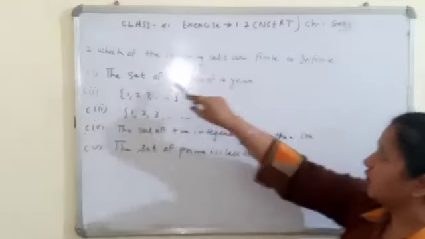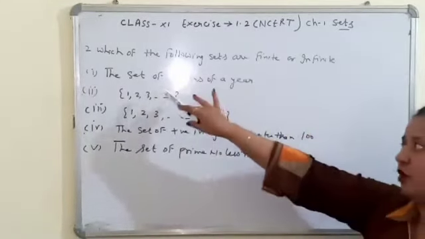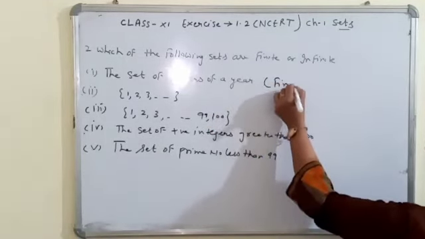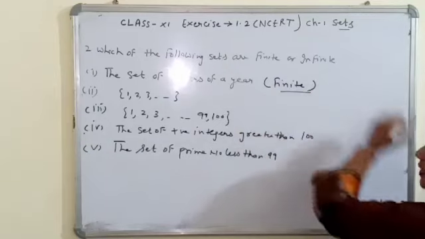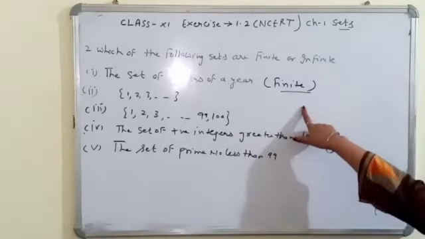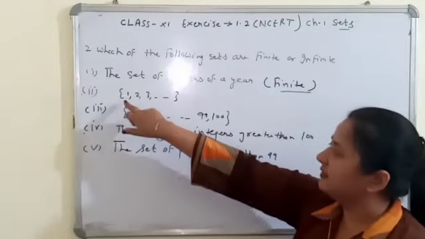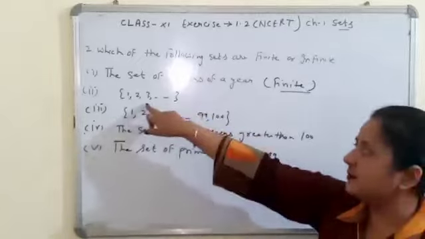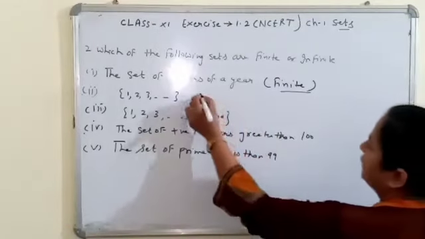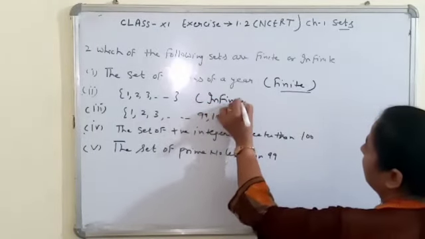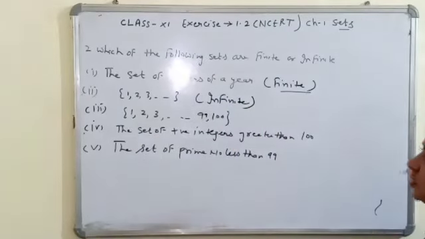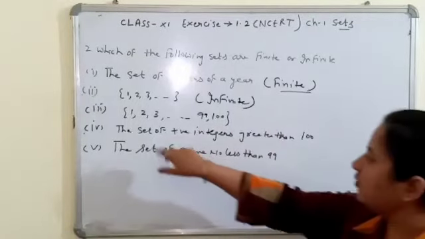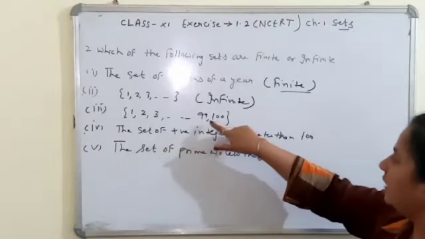First one is the set of months of a year. Hope so you all know the answer for this. Yes, we can easily count the number of months, name of months of a year. So this is a finite set. Second is, you can see here, set is 1, 2, 3, so on. There is no end for this set. So this is an infinite set. Number of elements are not countable here. This is an example of infinite set. Third one is 1, 2, 3 up to so on 9900.